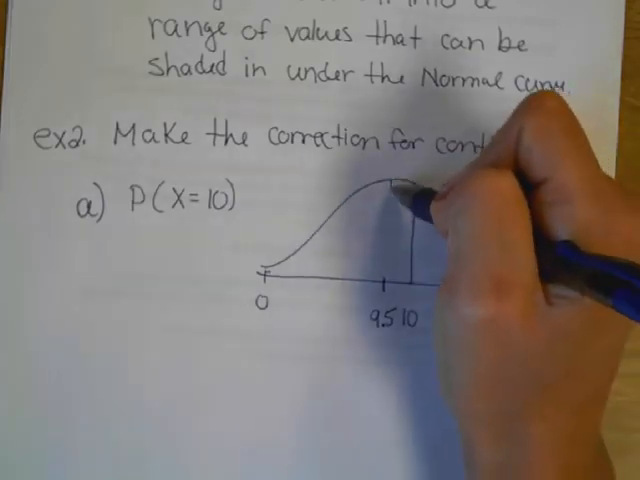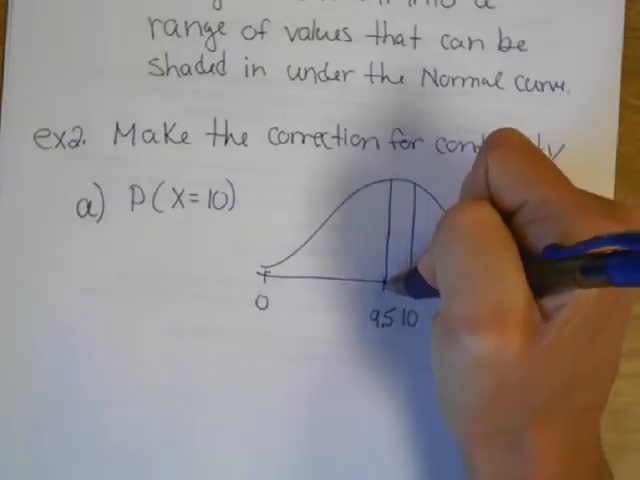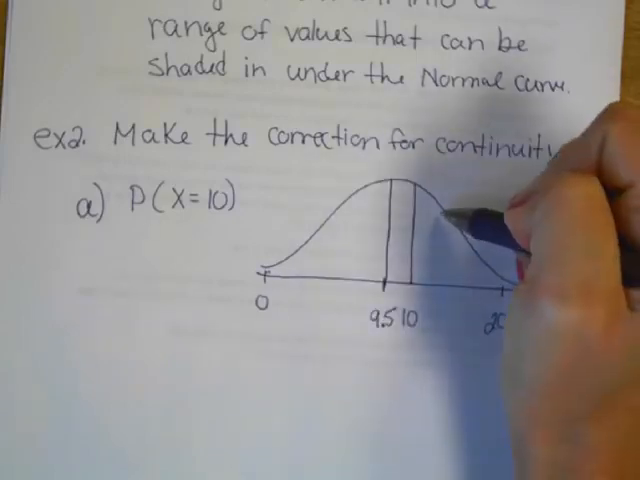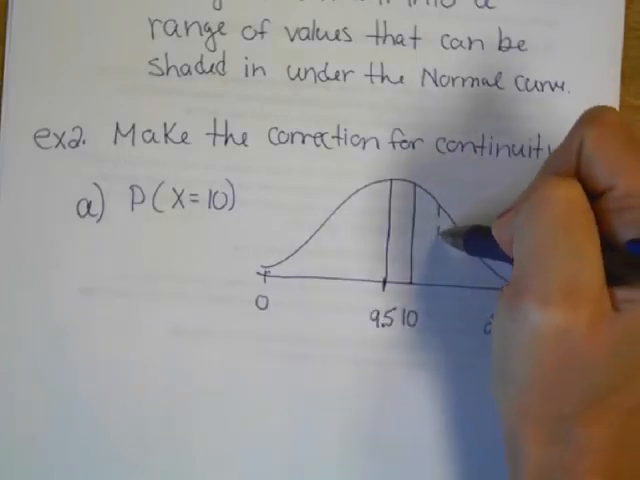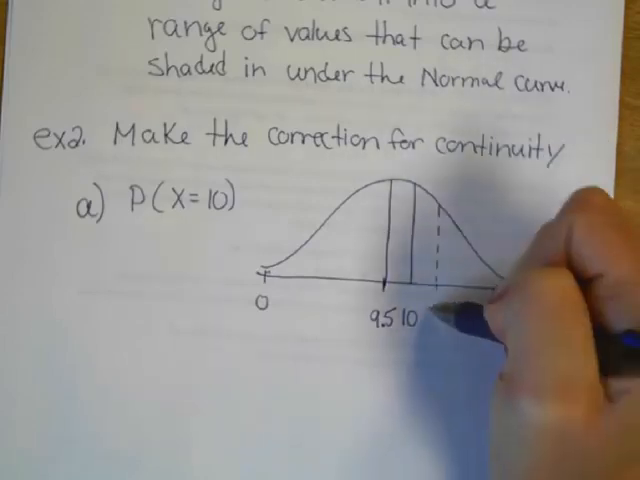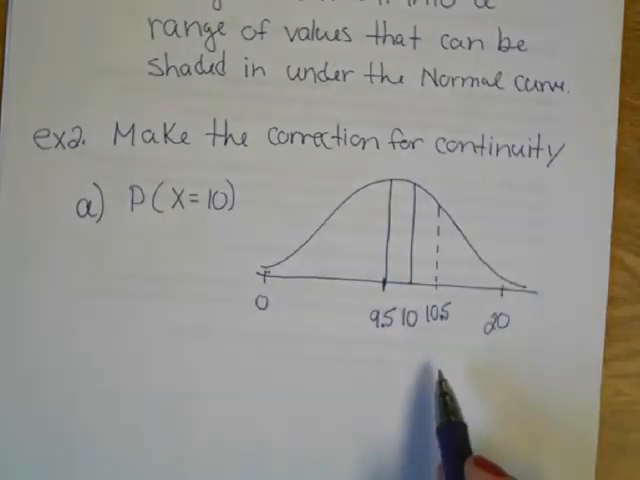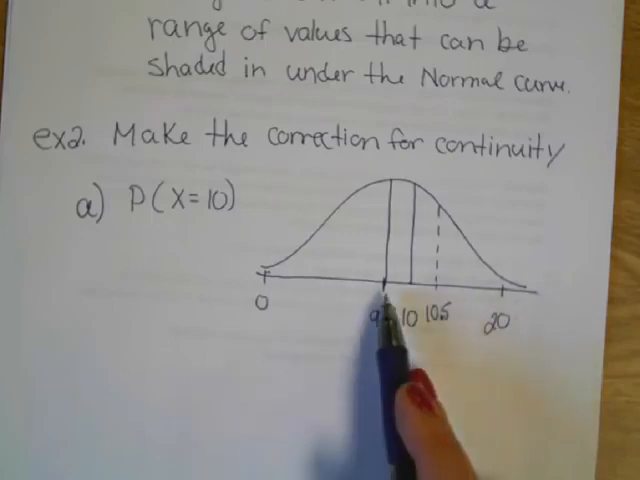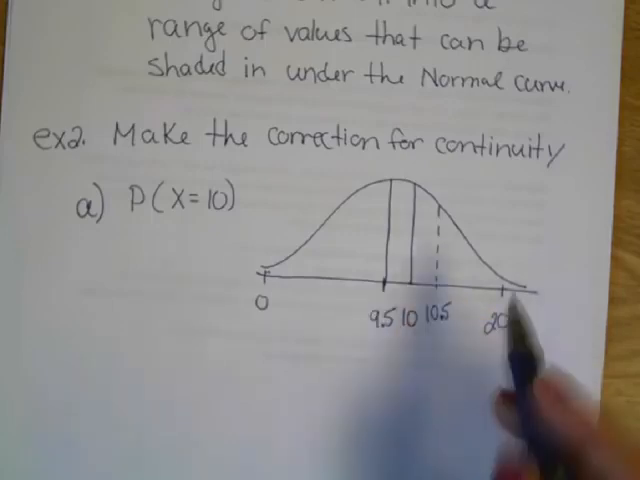So where are they? 9.5 is included. How about anything under 10.5? See how tricky I was there? Dashed in the line there, solid the line there.